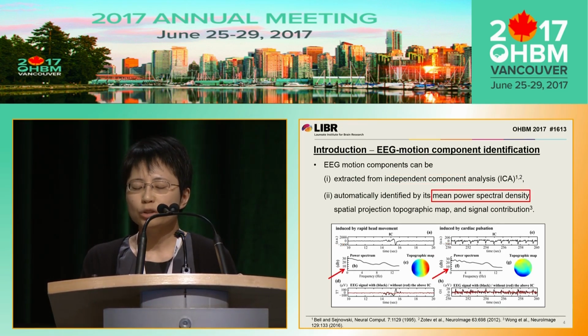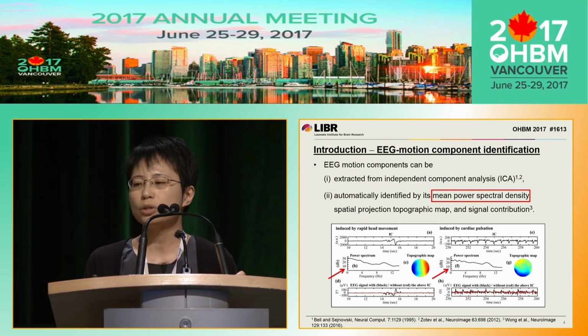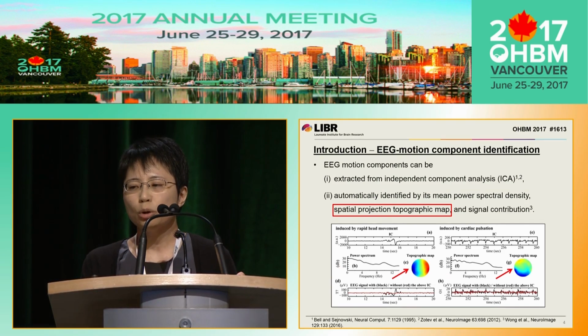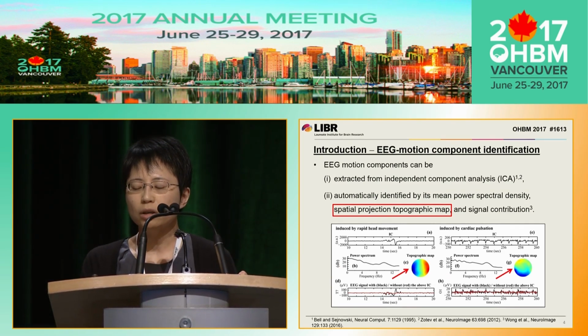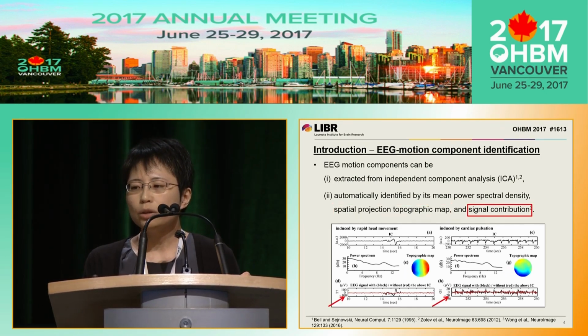In the power spectral density of ICs related to motions, there are either convexity features in the frequency range from 0.5 to 4.5 Hz or peaks in the frequency range from 2 to 7 Hz. Also, the spatial projection topographic map exhibits either symmetric or asymmetric opposite polarities. Finally, when the IC is removed from the EEG signal, the spike in the EEG time course reduces significantly.